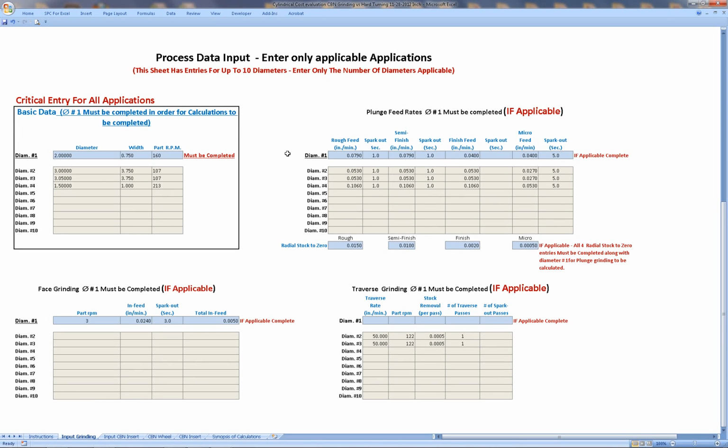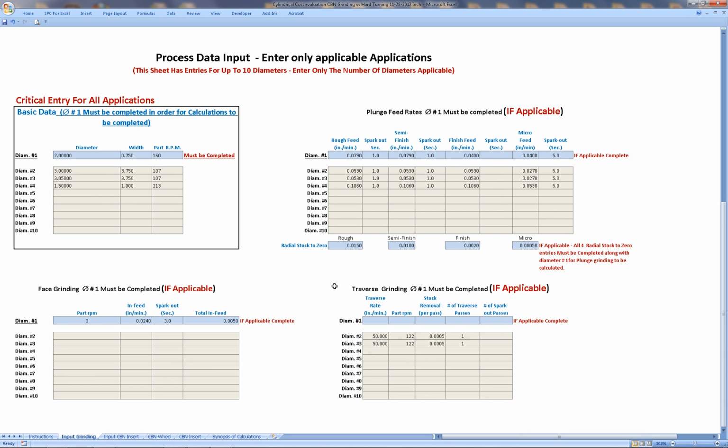Now we could have eliminated all of this and gone straight to a traverse grind, similar to what you would be doing in turning. In that case, none of these numbers would be input, and the traverse grind would show all 4 diameters, and then you would be looking at your traverse rate in inches per minute, your part RPM, stock removal per pass, number of traverse passes. As you've seen, we've chosen 15 thousandths as the radial stock amount. So if feeding at 1 thousandth per pass, we would have to have 15 traverse passes, and then of course the number of spark out passes.